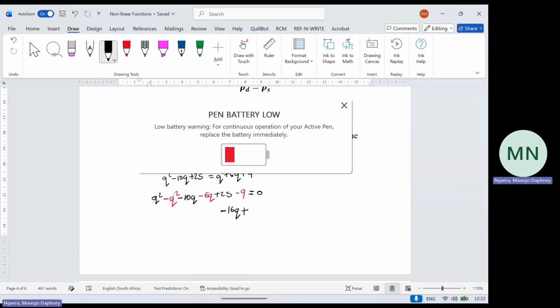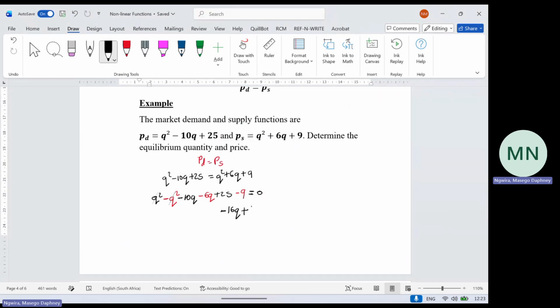Okay, my pen has a low battery. It's going to give me a 16. Then this is equals to 0. All right. Then now I need to solve for q. So I'm just going to take this to the right-hand side, because I want to solve for q. So I will have a negative 16q is equals to negative 16.